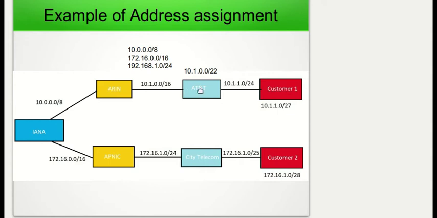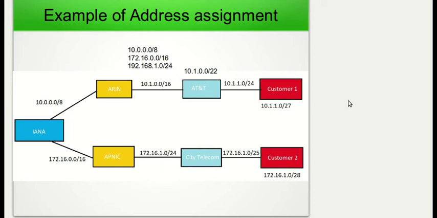Now AT&T will do the exact same thing. They would assign portions of the address block they've been assigned to their customers. In this case, it's assigned 10.1.1.0/24 to customer 1. Customer 1 will subnet further so that it can assign subnets and IP addresses to all of its segments, to all of its VLANs, broadcast domains, WAN links, and so on. With APNIC, the same thing is happening. APNIC has been assigned a Class B block, and it's assigning a portion of the Class B block to this ISP here, City Telecom ISP, who is then assigning a portion of the subnet that it's been given to this customer over here.